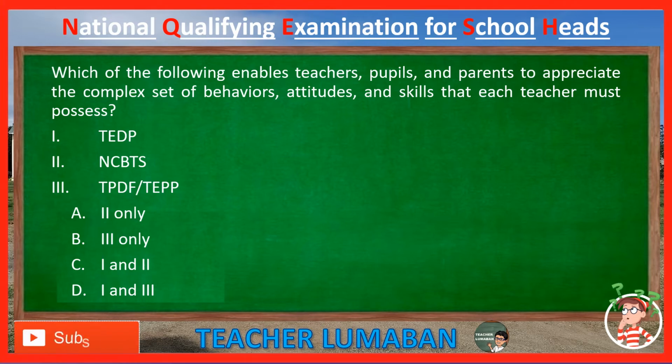Choose the suitable answer based on the given choices in 5 seconds. 5, 4, 3, 2, 1. The correct answer is letter C, Roman numerals 1 and 2. The TEDP and NCBTS enable teachers, pupils, and parents to appreciate the complex set of behaviors, attitudes, and skills that each teacher must possess.